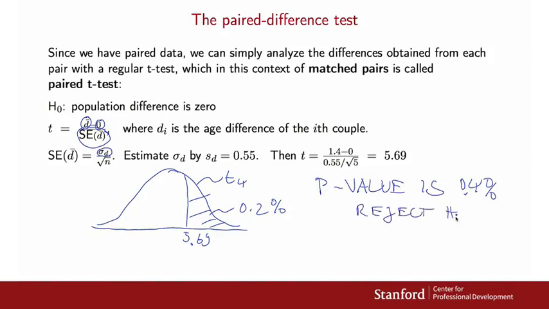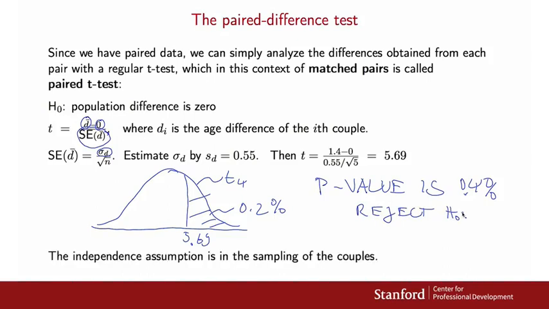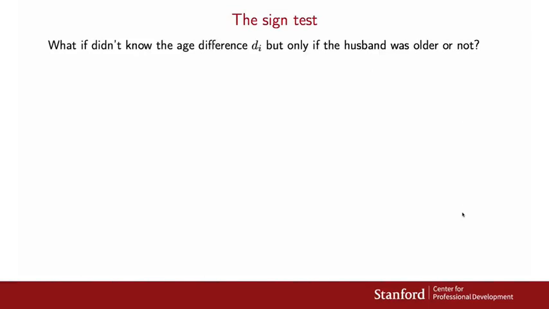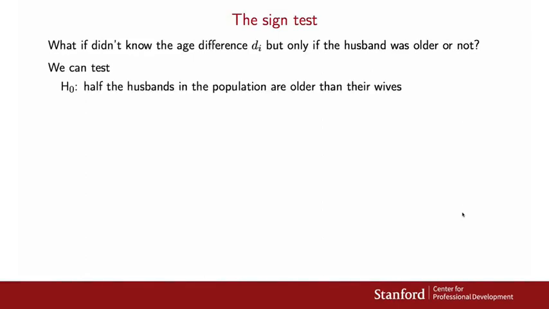So it turns out that the paired t-test is very powerful in that situation. Again, remember that we do not need an assumption of independence between the two samples. Rather, what happens here is that the independence assumption is in the sampling of the pairs. Now, what would happen if we didn't know the age difference, but only whether the husband was older than his wife or not? In that case, we can still assess the evidence.